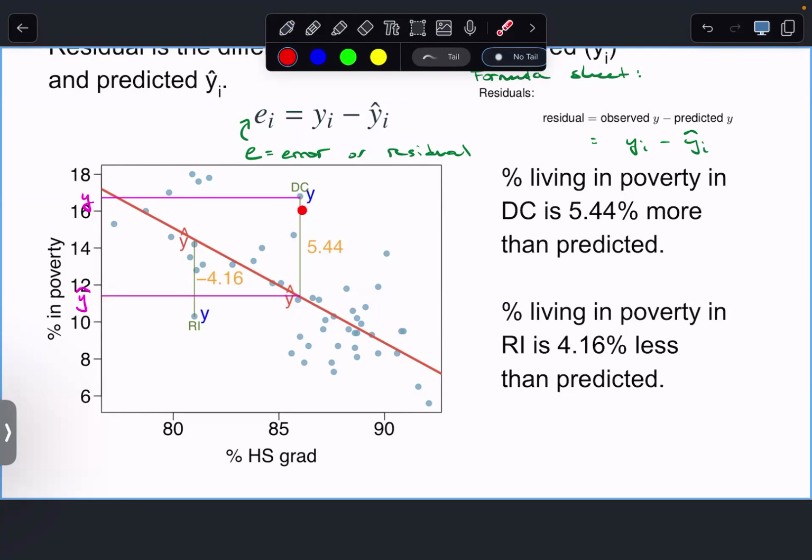That means that if the point is above the line, I get a positive residual. And if the point is below the line, I get a negative residual. Just how subtraction works. We don't know what these values are, but we could use the data and calculate that DC is 5.44 percentage points different from the model.